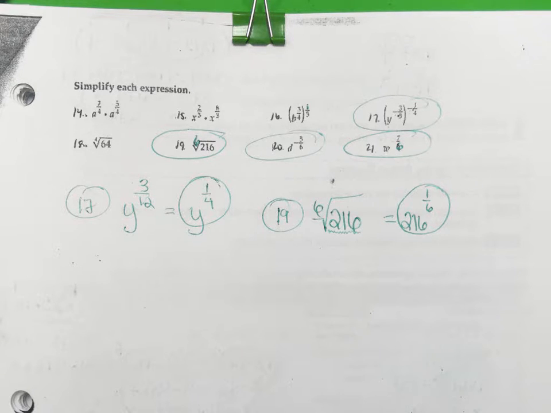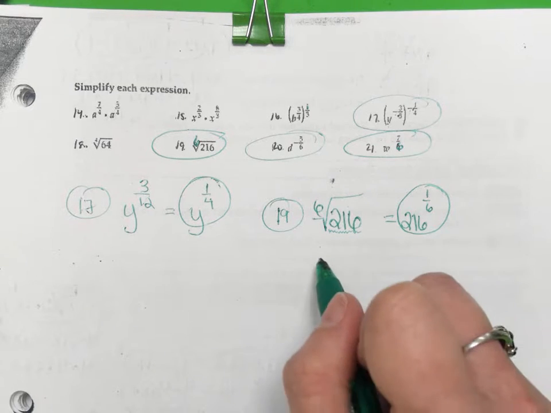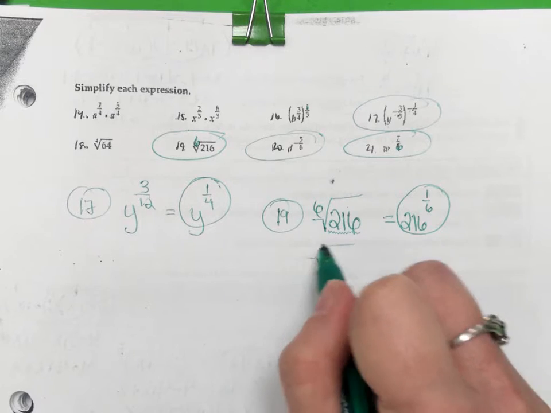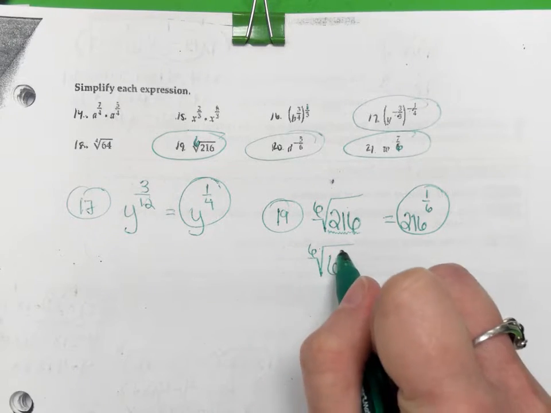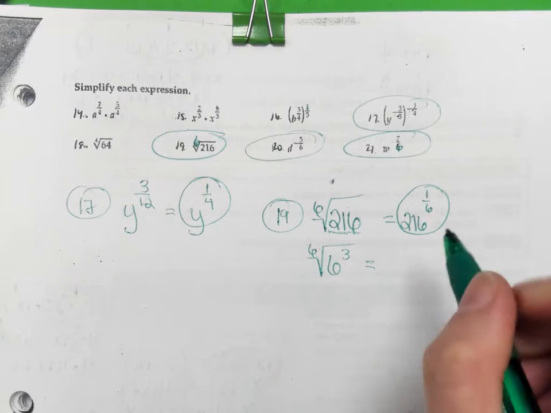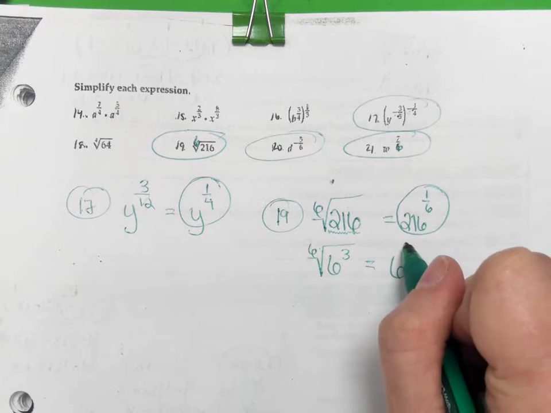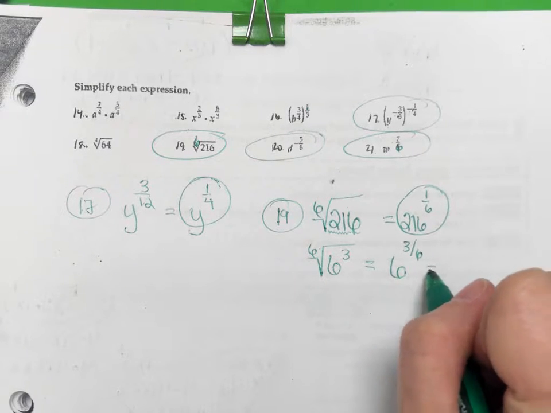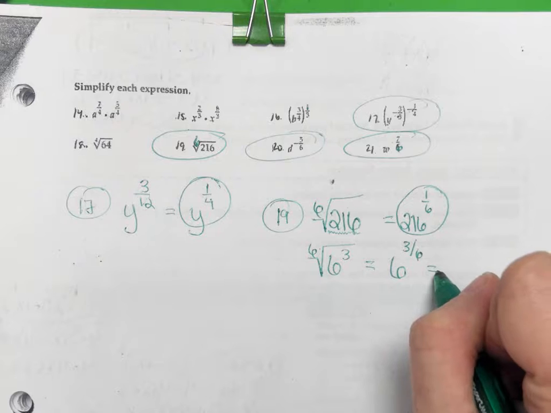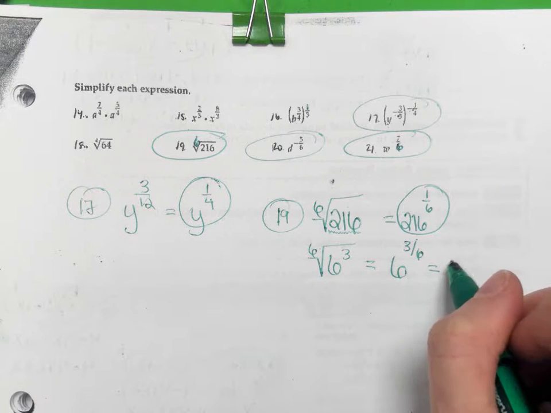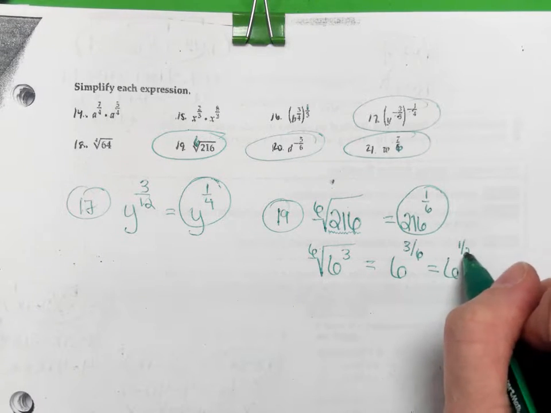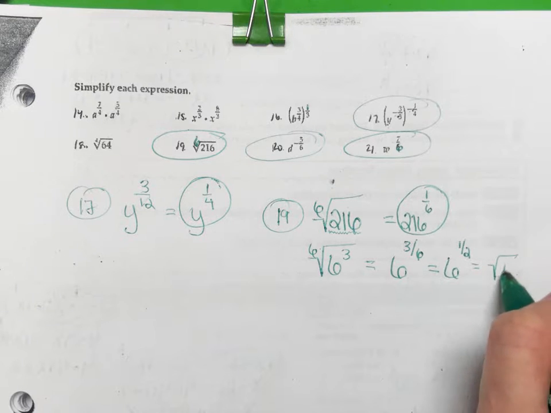Hold on. Patience, grasshopper. Yes, it does. What is 216? What third? 6 to the 3rd. Very good. And see, if I were to rewrite that, that'd be 6 to the 3/6. And what is 3/6 reduced to? 1/2. And 1/2 is the same as square root of 6.